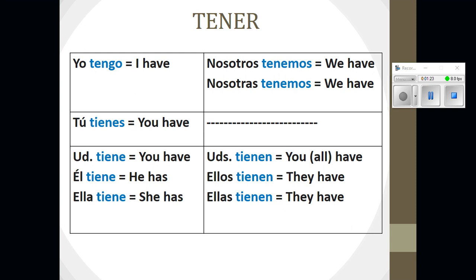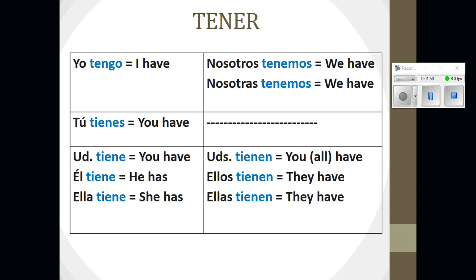The next one, tú tienes. Tienes is the conjugated form of the verb tener. Tú tienes means you have. Usted tiene means you have as well, but remember usted is formal, and tiene is a conjugated form of tener for usted. Notice that if you want to say he has or she has, it's the same form as usted. So usted tiene, you have. Él tiene, he has. Ella tiene, she has.